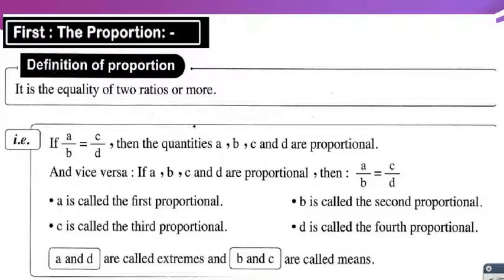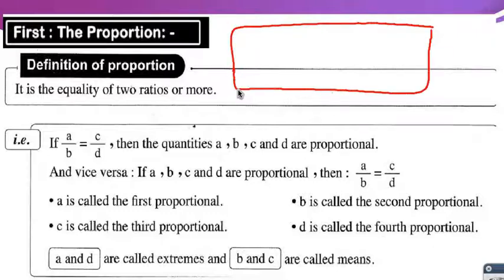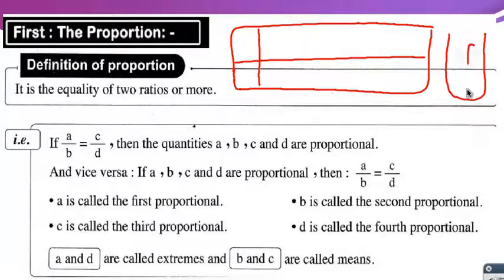What is the meaning of proportion? Proportion is the equality of two ratios or more. Again, it's the equality of two ratios or more. For example, if I have a box, the box contains 2 pens. For example, the number of boxes and the number of pens.